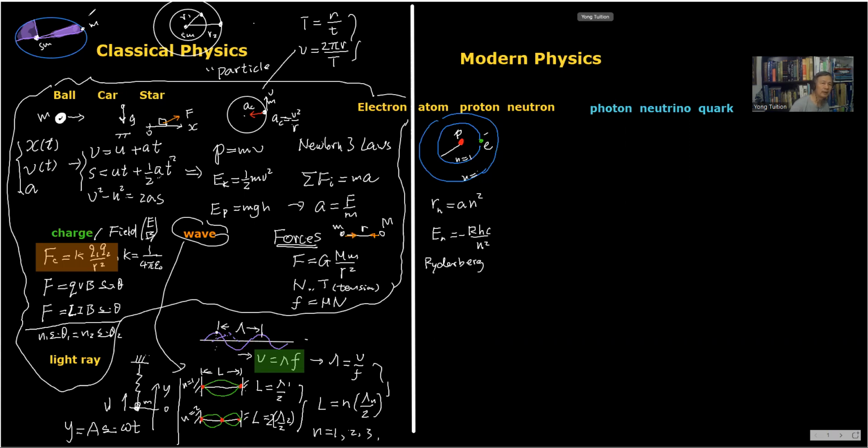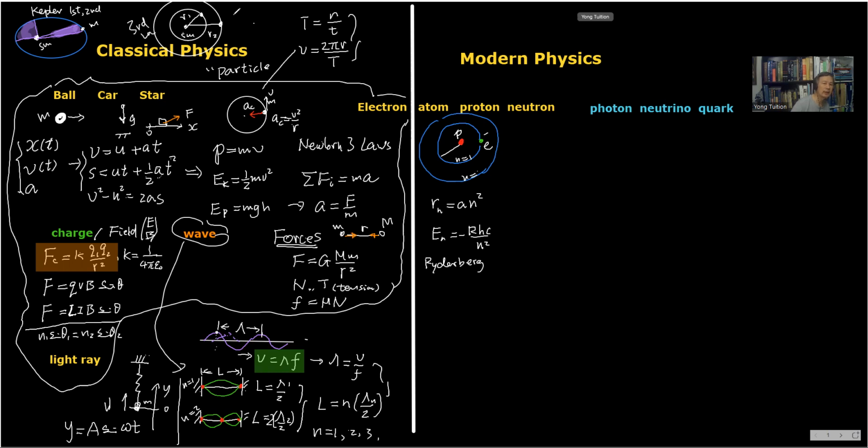So Kepler's second law, can you see? Can you write down here, Kepler's first and second law. Okay. The third law, this is Kepler's third law.